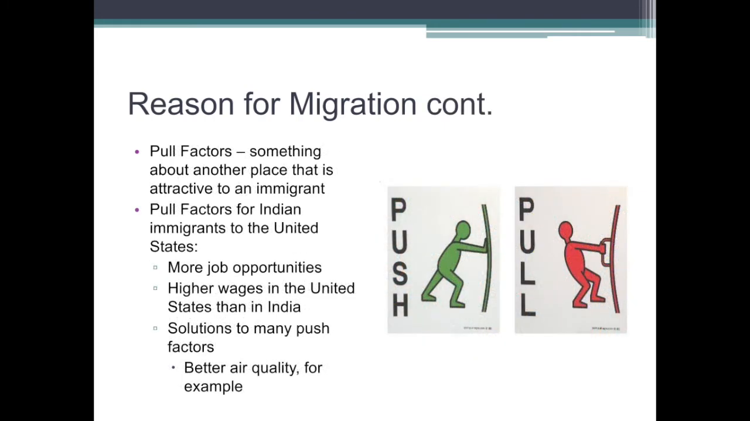The other category is pull factors. Pull factors are aspects of the country the immigrants are moving to that make it appealing and pull the immigrants there. Pull factors or reasons to move to the United States for Indians include more employment opportunities compared to those in India. There are on average higher wages in the United States than there are in India. Some other pull factors are solutions to the push factors mentioned before. Cities in the United States are not as crowded and the air quality is better than it is in Indian cities.